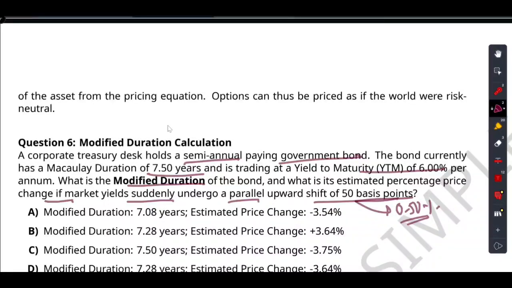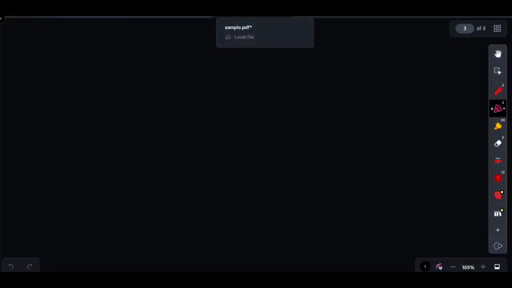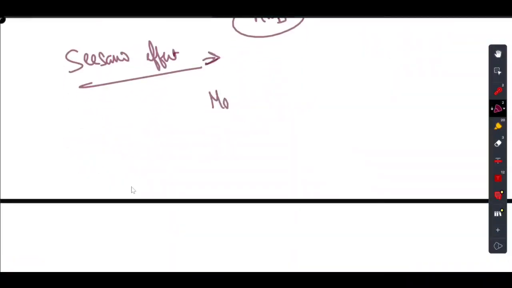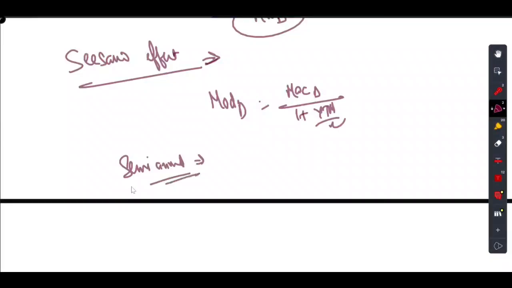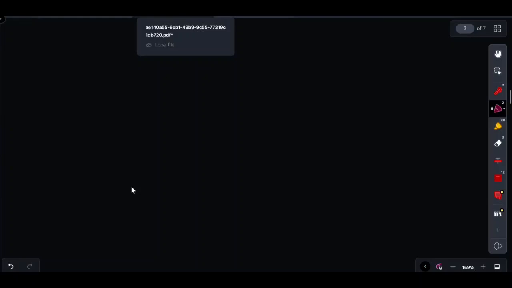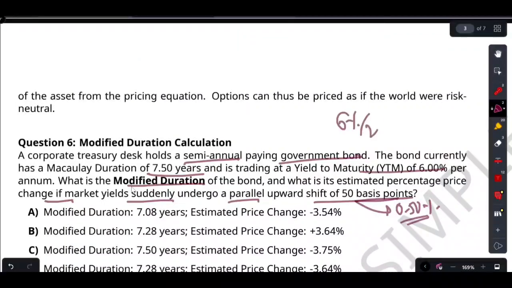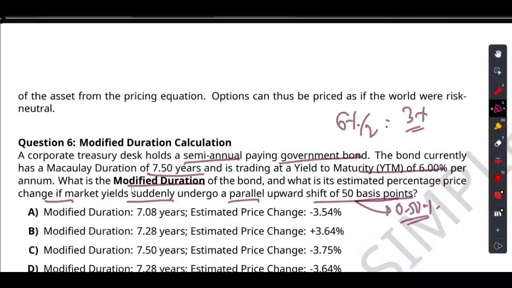So now, how do we go about finding the modified duration? First of all, you take the Macaulay duration, right? You know it very well that modified duration is equal to Macaulay duration divided by (1 plus YTM/n), where n is the number of payments per year. You can see they have already given that it is a semi-annual bond. What does it mean? It means twice a year. The annual interest rate they have given is 6%. So 6% divided by 2 is equal to 3%. Either you write it as 3% or you can say 0.03.